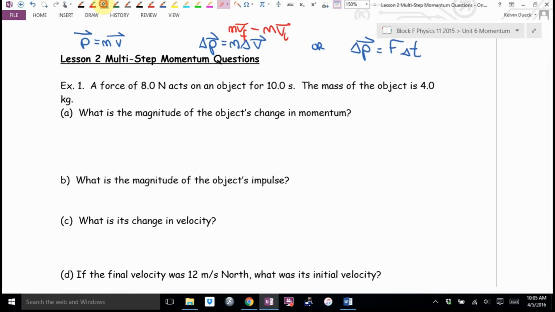Example 1. Matt, what does example 1 part A want me to find? And don't say magnitude. The word magnitude just means size. Change in momentum. What's another word for change in momentum? Begins with letter I. Impulse. Okay? So you ready? As soon as they say find the change in momentum, Matt, the first thing that I do is I write that down.